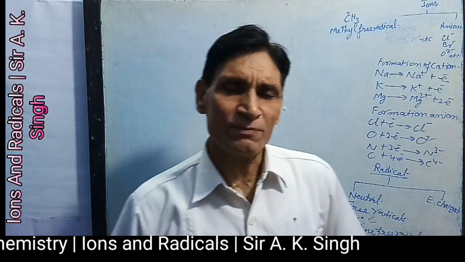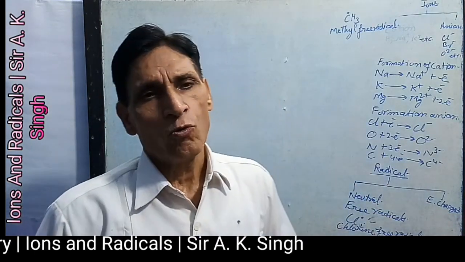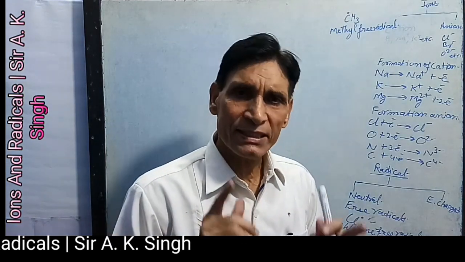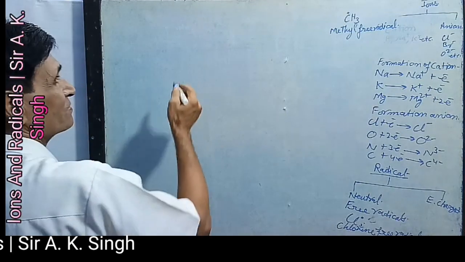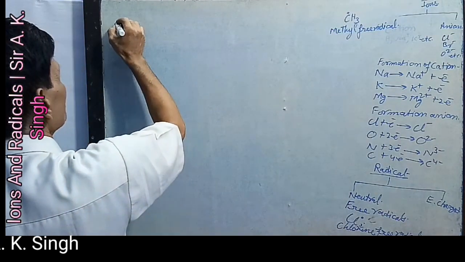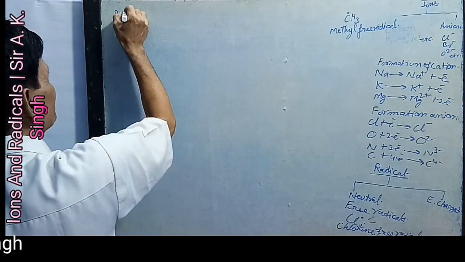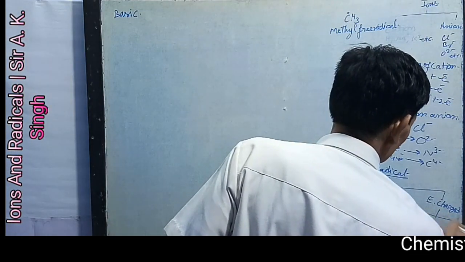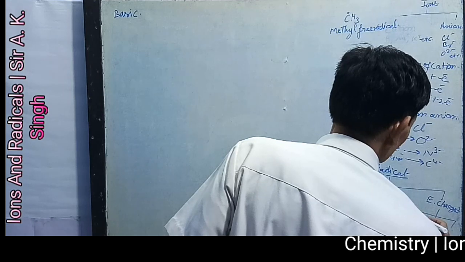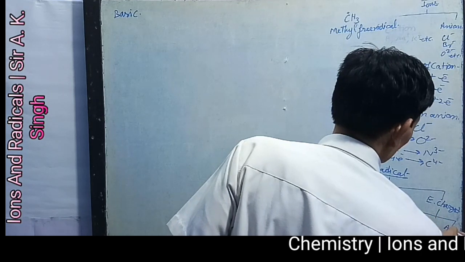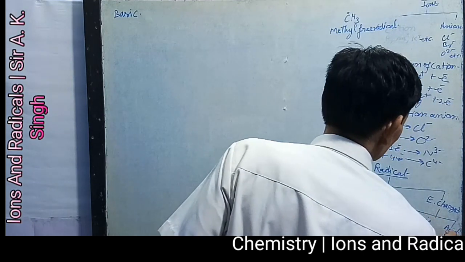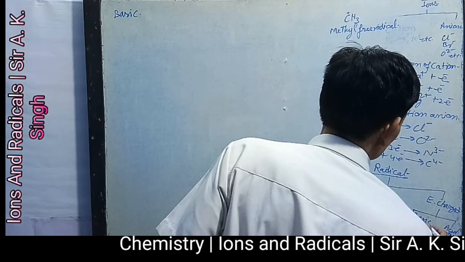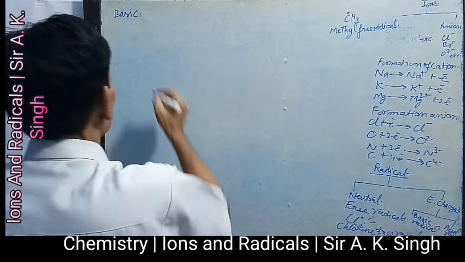There are two types of this charged radical: one is basic radical and another is acid radical. First, basic radical.